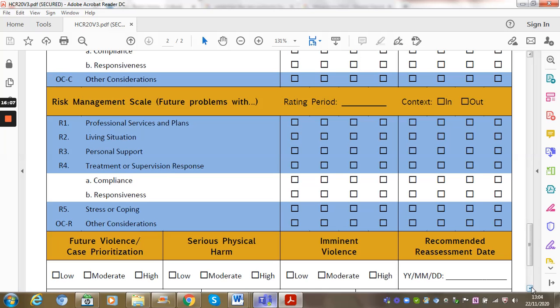Personal support can be things like friends, therapists, church groups, mosque groups, synagogue groups, whatever, that might offer them support if they're a member of communities, or again, they may have nobody to provide them with support. For treatment or supervision response, now this is future, so this is guesswork rather than based on evidence. Do you think they would be compliant? Do you think they would be responsive to probation and therapy, things like drug testing, treatment, anger management programs, etc., in the community after they left prison?